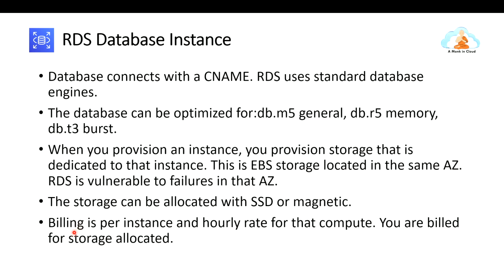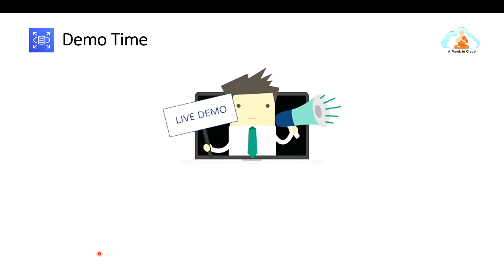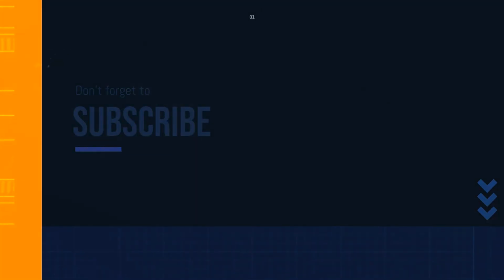Okay, and billing is per instance. That means you will be paying per instance an hourly rate for the compute. RDS comes with an instance and also storage. Billing for the instance is on an hourly basis. For storage, you are billed for storage allocated. However much storage you are consuming, you will be paying for that storage. So this is just an overview of your RDS.